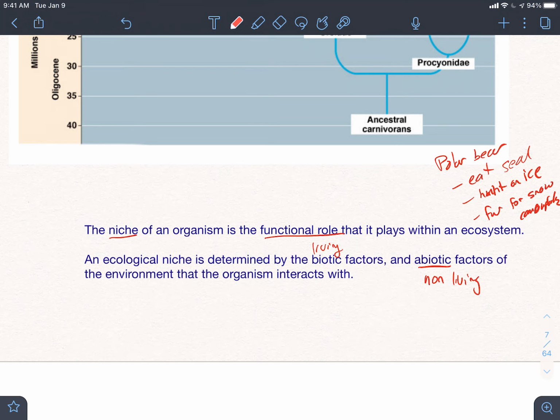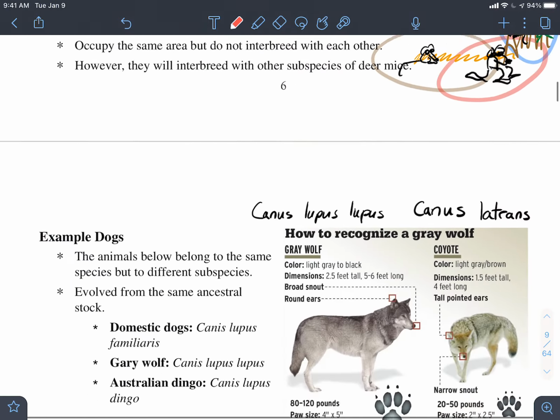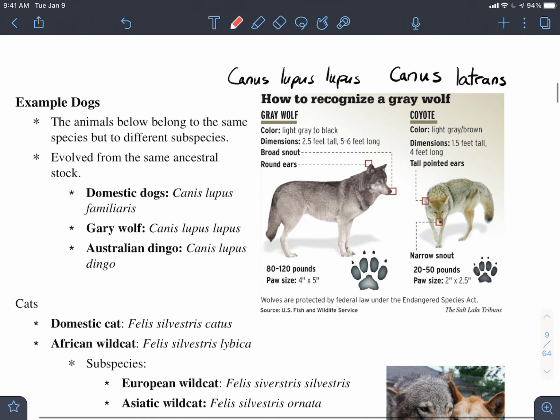And an ecological niche is determined by those factors, and the biotic and abiotic factors of the environment that the organism interacts with. Okay. And so closer niches typically imply closer species. So here's another example that we talked about in class. If you'd like to get into this one again, you can look at what we talked about in class.